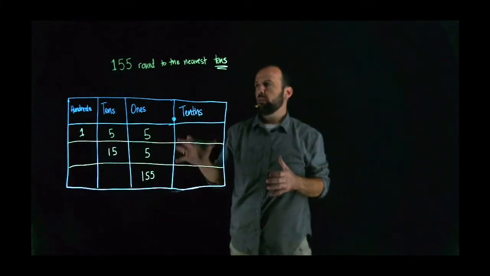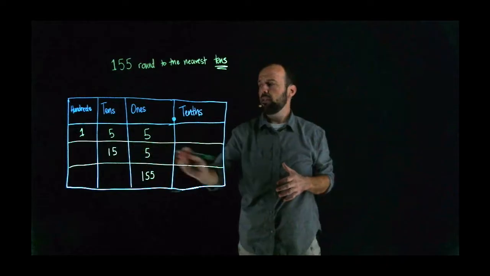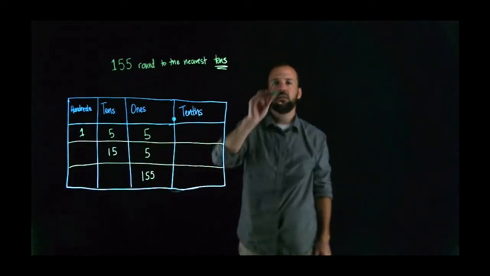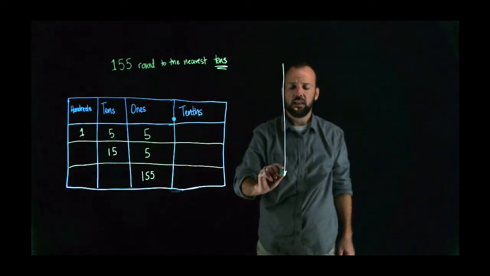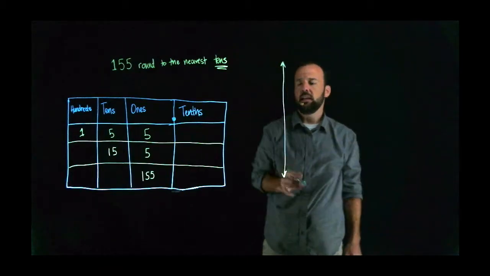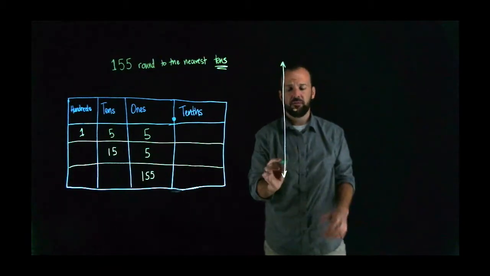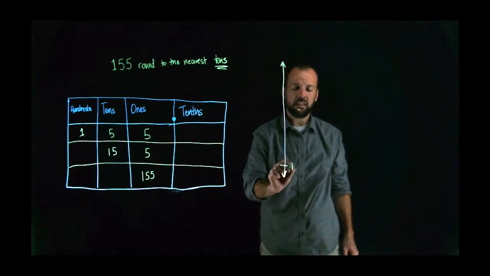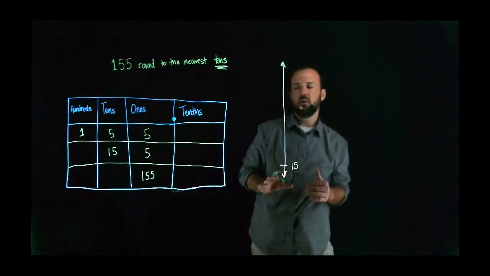All right, well, if I wanted to round to the nearest tens, I'm going to look at my tens unit place value here, okay? So if I were to draw out a vertical number line here, I'm looking at my tens. Well, I know that 15 tens is going to be my low end, right?